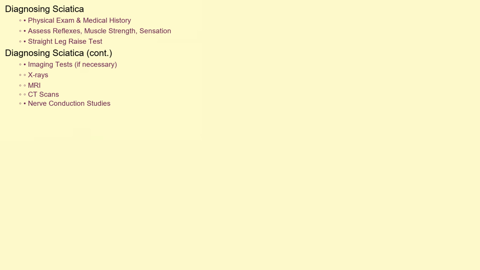Diagnosing sciatica usually involves a physical exam and a review of your medical history. During the physical exam, your doctor will assess your reflexes, muscle strength, and ability to feel sensations in your legs. A straight leg raise test, where you lie on your back and your doctor slowly raises your affected leg, is a common way to check for sciatic nerve irritation. If necessary, imaging tests like X-rays, MRI, or CT scans may be ordered to visualize the spine and identify any underlying causes, such as a herniated disc or spinal stenosis. Nerve conduction studies might be done to assess nerve function and identify the site of the nerve compression.